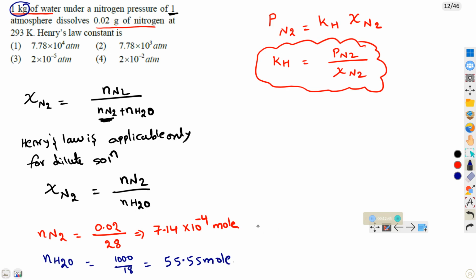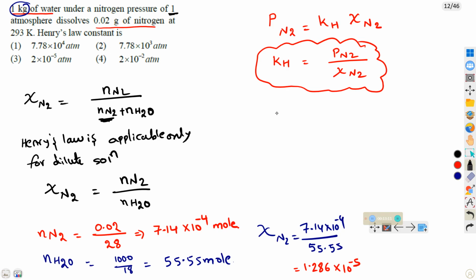Now calculate the mole fraction of N2 value. Mole fraction of N2 is equal to 7.14 into 10 power minus 4 by 55.55. Simplify, then you will get 1.286 into 10 power minus 5.